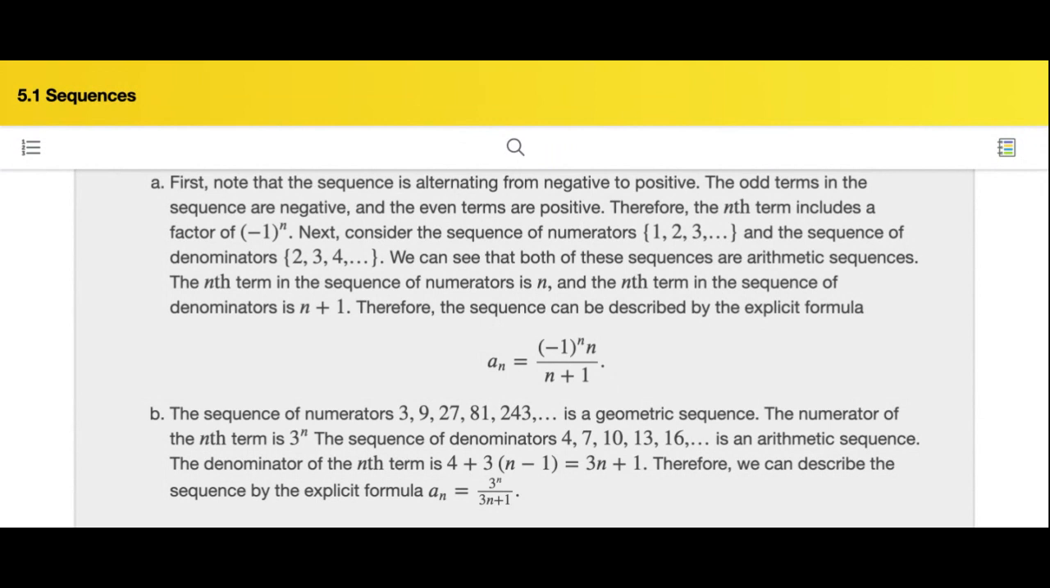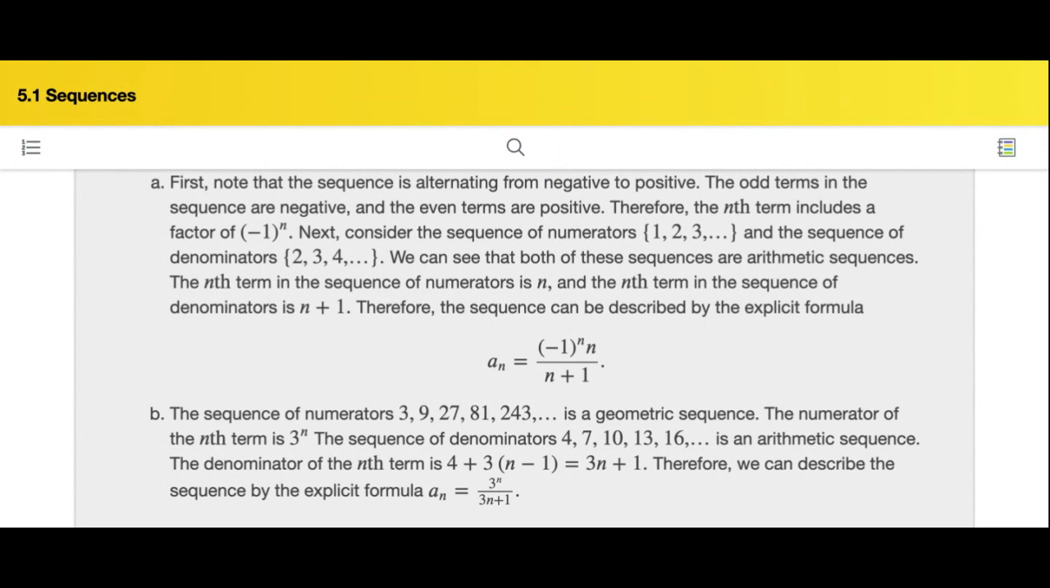What is this? A rational function, right? So the nth term can be represented by a rational function, but this rational function has this alternating sign. So this is one thing. So we could think about it.